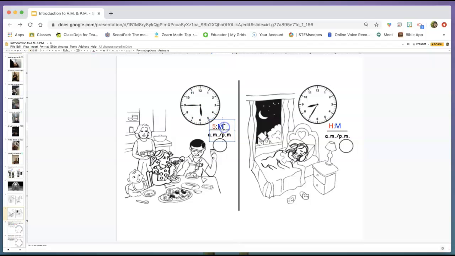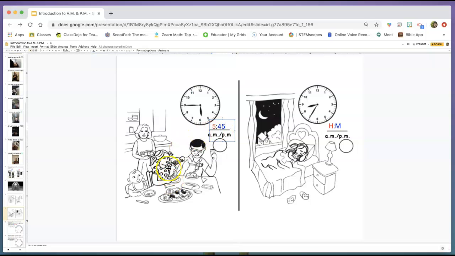Now I need to read my minute hand, which is the long hand. I have to read it a little differently. I start at 12 and skip count by fives. 0, 5, 10, 15, 20, 25, 30, 35, 40, 45. So it's 5:45.